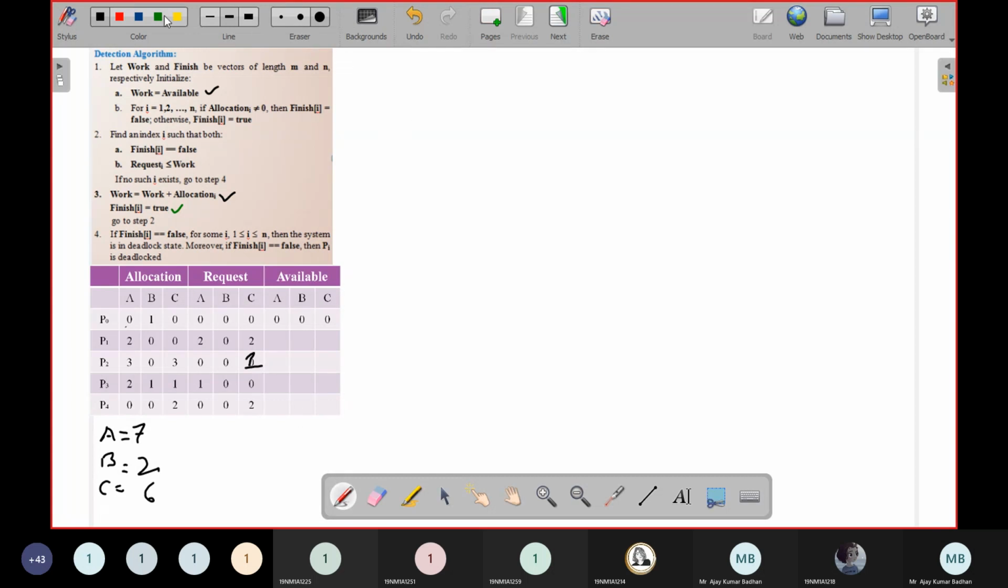So first thing what we have to do here is simple. Work equal to available. How many do we have available here? Zeros. So initially all are zeros. And finish of everything is equal to how much we had to write? So finish of 0 equal to false. It hasn't completed because they are having numbers.